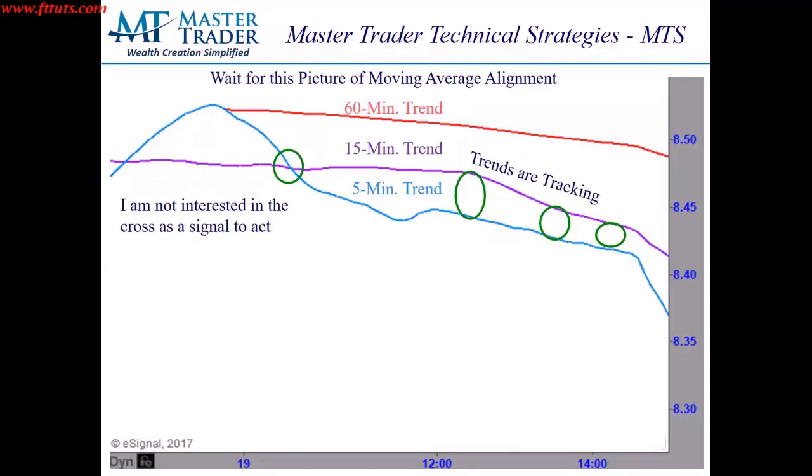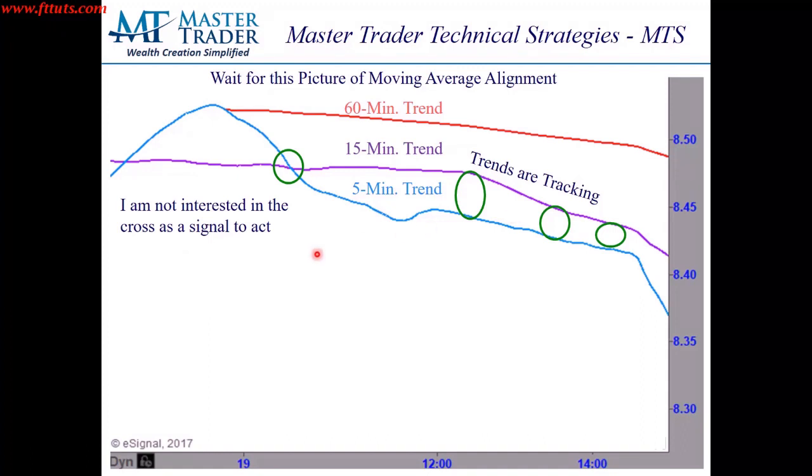On the chart, we wait for a picture, the arrangement of candles and the alignment of these moving averages. I'm not interested in the cross as a signal, the cross of one moving average to the other, as it is here. It doesn't tell me to act. However, once that 20 is under the 60, and these are aligned as they are, and notice they're not too far apart, it tells me that I should be looking at the short side.